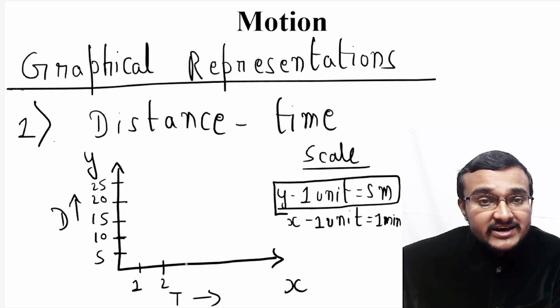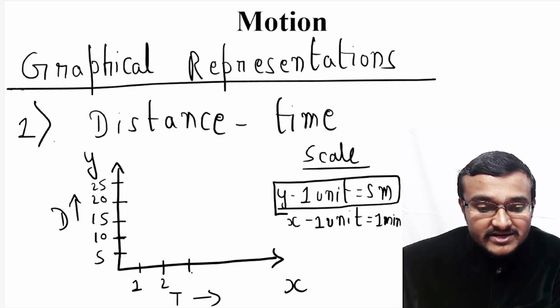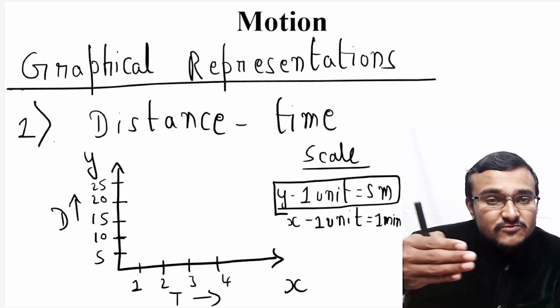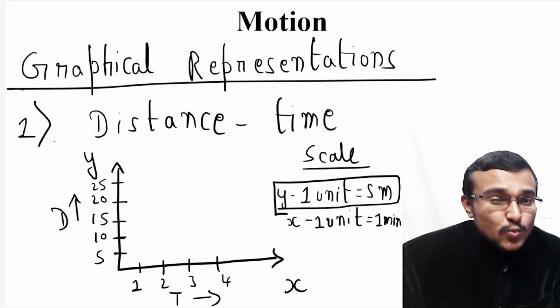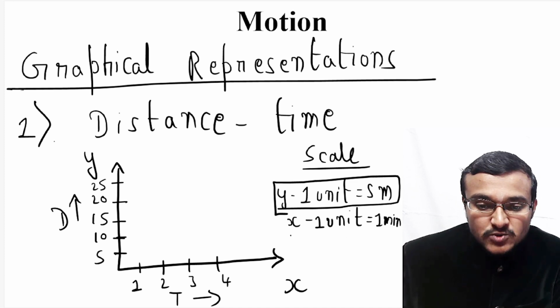Here also on the x-axis it will be 1 minute, 2 minute, 3 minute, 4 minute. That means I am increasing with 1 minute, so each unit is equal to 1 minute. That is the scale we have taken on the x-axis. I'll take up to 5 minutes.